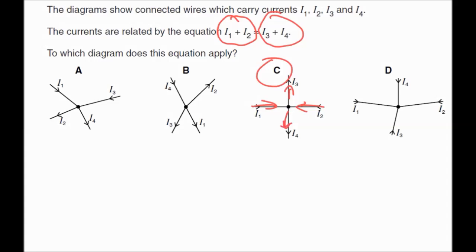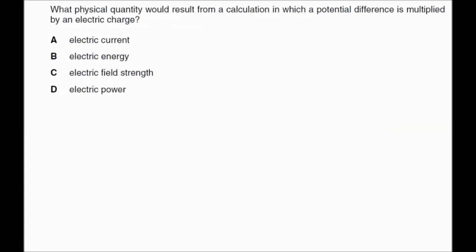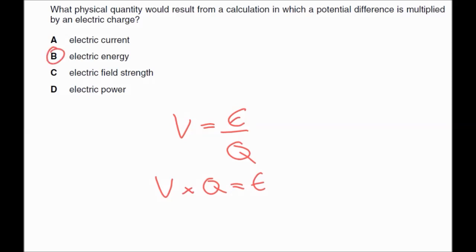Which physical quantity would result from the calculation in which a potential difference is multiplied by an electric charge? Well, voltage is equal to energy divided by charge. So if you multiply voltage by a charge, you'd get energy, which is B.